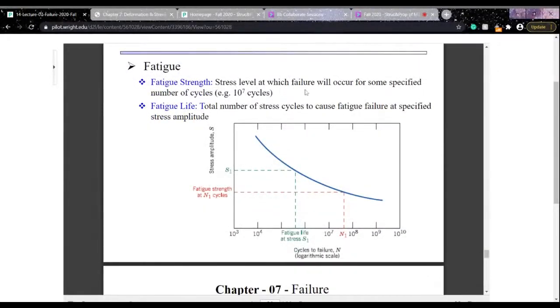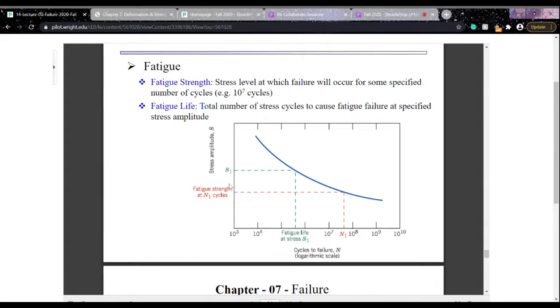So fatigue strength is the stress level at which failure will occur for some specified number of cycles. So to calculate the fatigue strength, we can just go through the curve here and then drop the perpendicular to the y-axis where it shows the stress amplitude. So for these number of cycles at this stress, the material fails. We can say it like that.